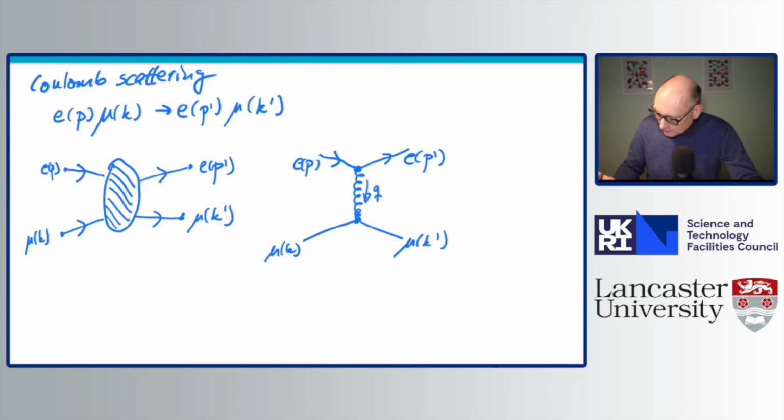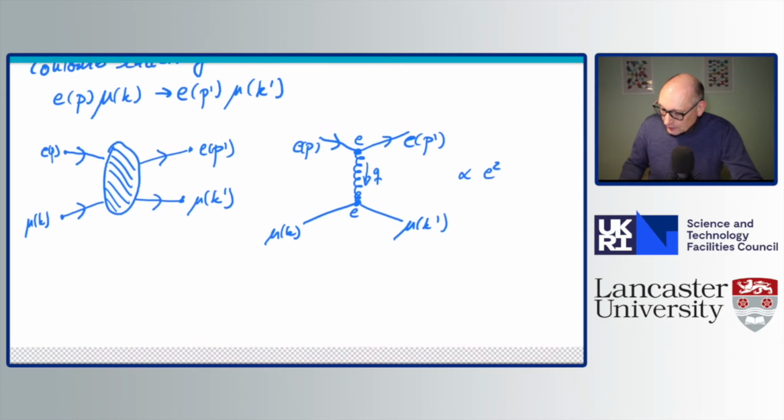There's an electron charge here and there's an electron charge here, so this would be proportional to the electron charge squared. This is the only diagram to draw at this order. If we were to draw the diagrams at higher orders, we could, for example, insert a fermion loop in the photon propagator. Then we would get higher order contributions in the coupling.